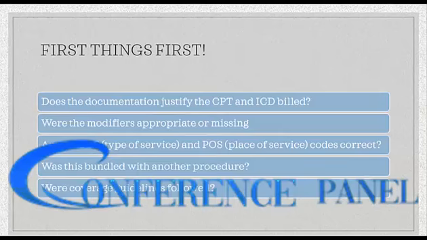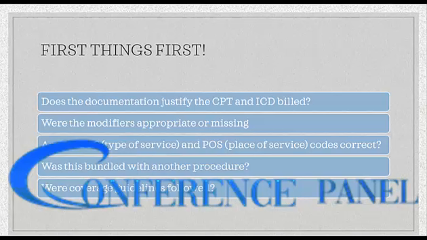Anytime we get a denial, no matter what, we always want to think of these five things. Does our documentation justify what we billed? I would hope that as a coder, before we even bill it, we already looked at this, but that's always the first thing I recommend that anybody looks at. Also, were the appropriate modifiers there? Is there something that was possibly missing? Were our type of service and place of service codes correct? Was there any bundling that happened?